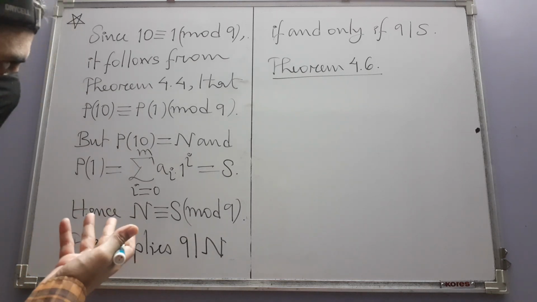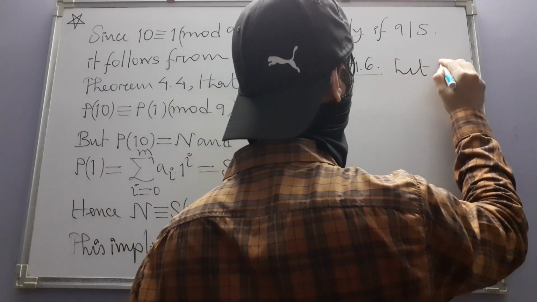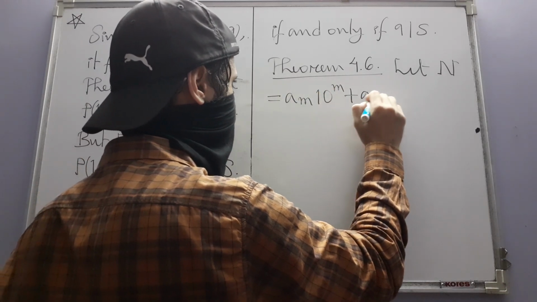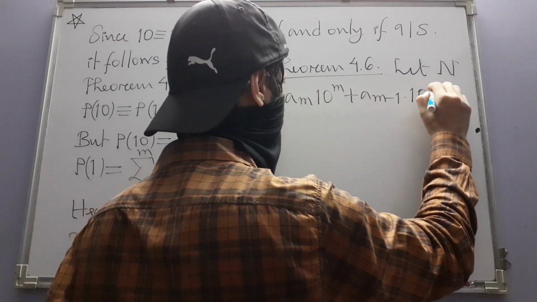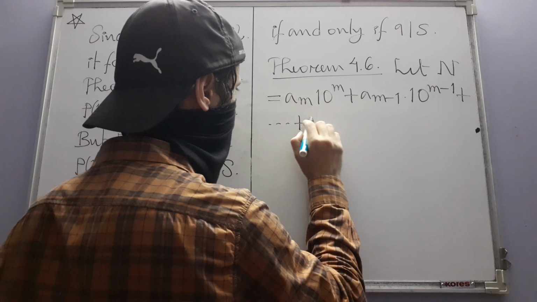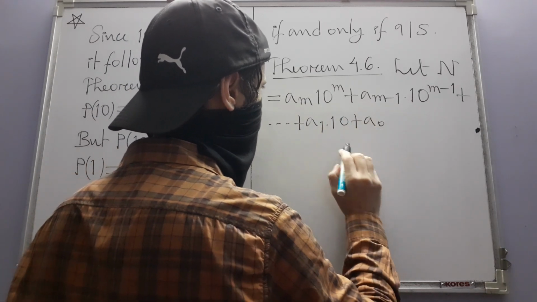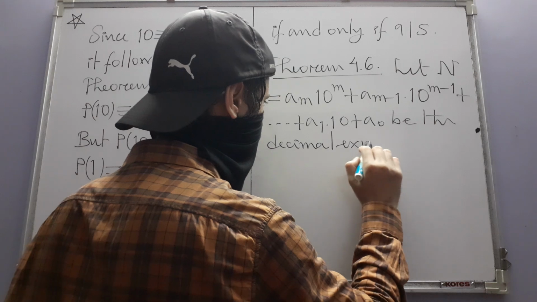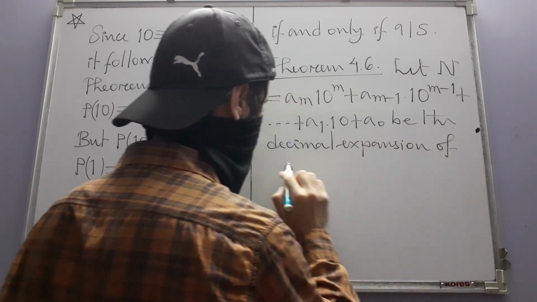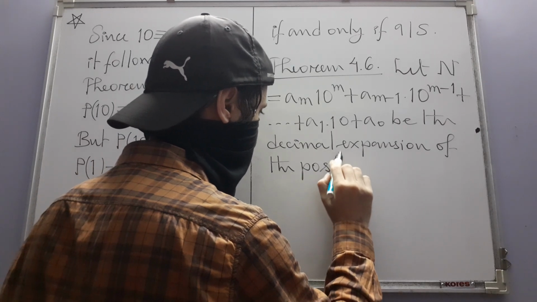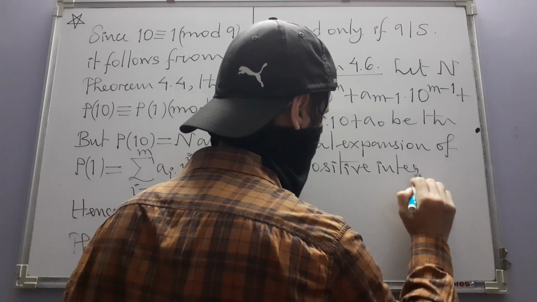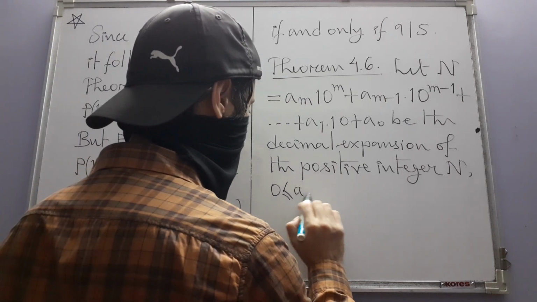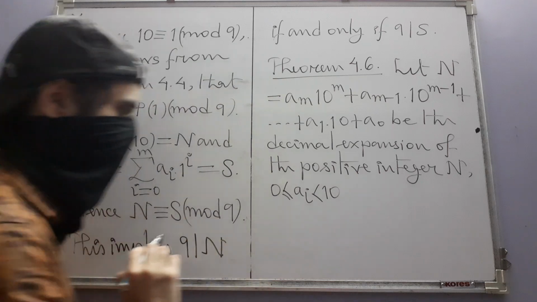So, the statement begins just like that one. Let N equal, the beginning is the same, A_k times 10 to the k, and so on, plus A1 times 10 plus A0 be the decimal expansion of the positive integer N, and accordingly these coefficients, or the digits, all satisfy these inequalities.